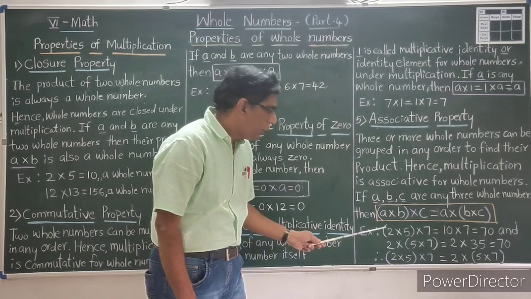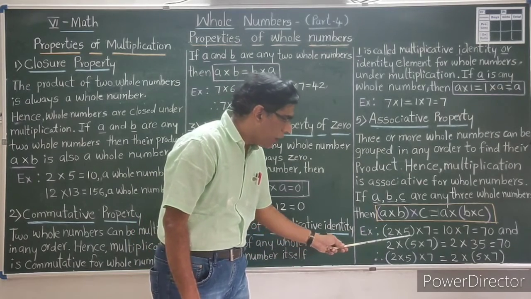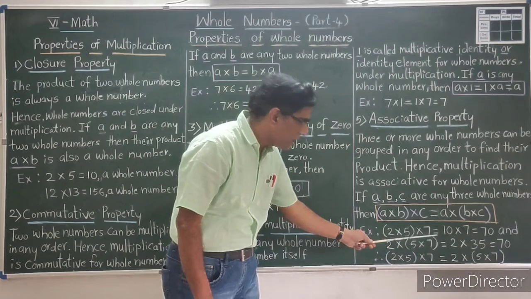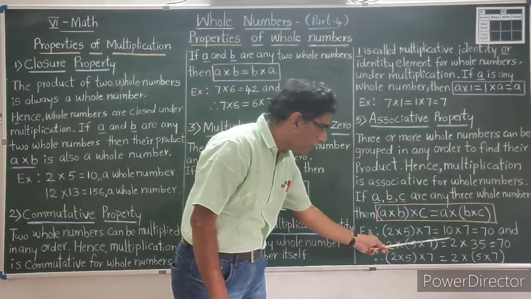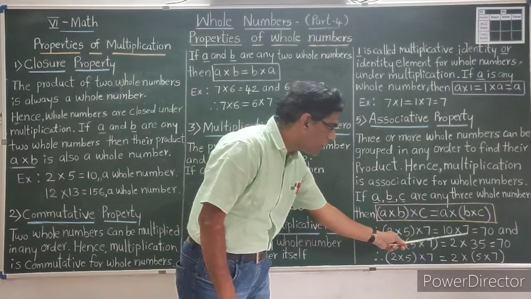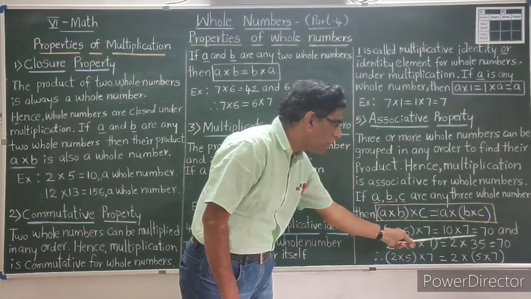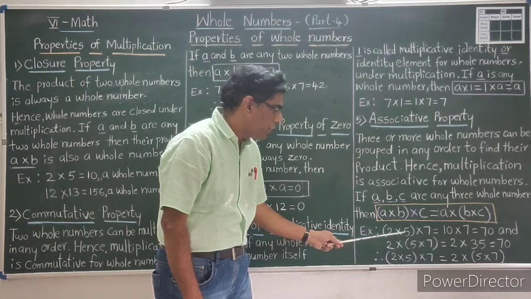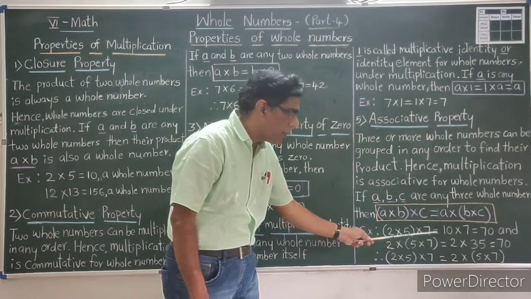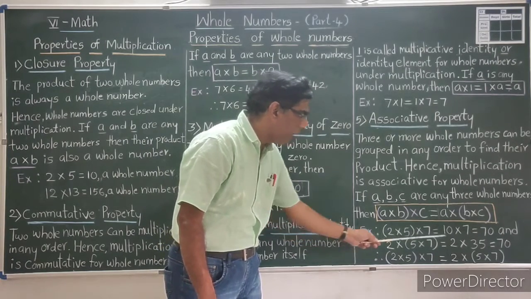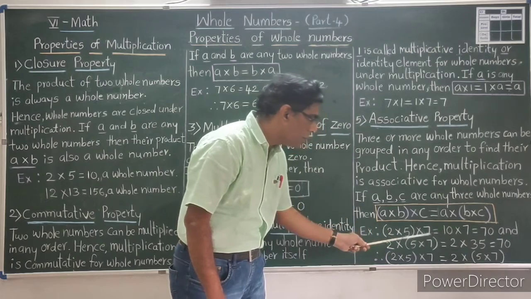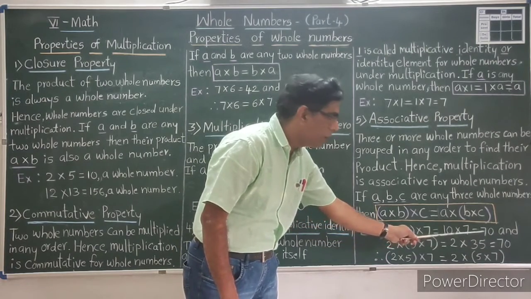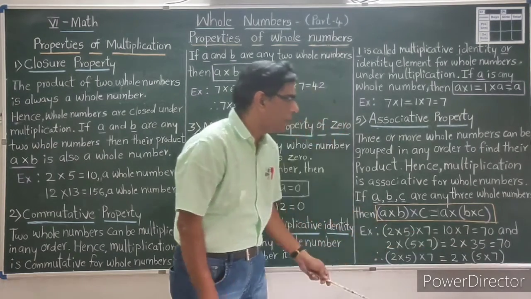Example, (2 into 5) into 7 is equal to 2 fives are 10, into 7 is equal to 10 sevens are 70.